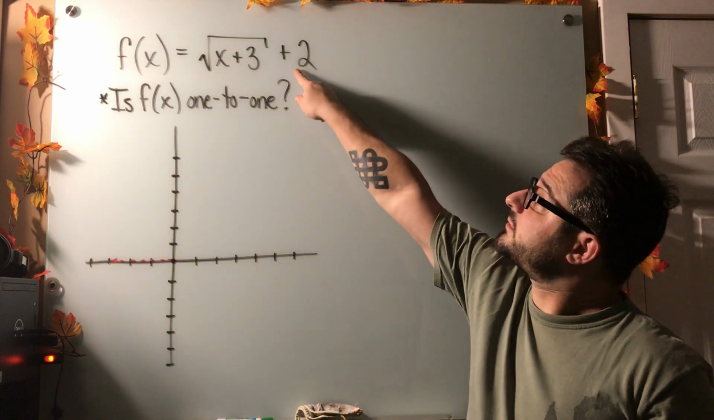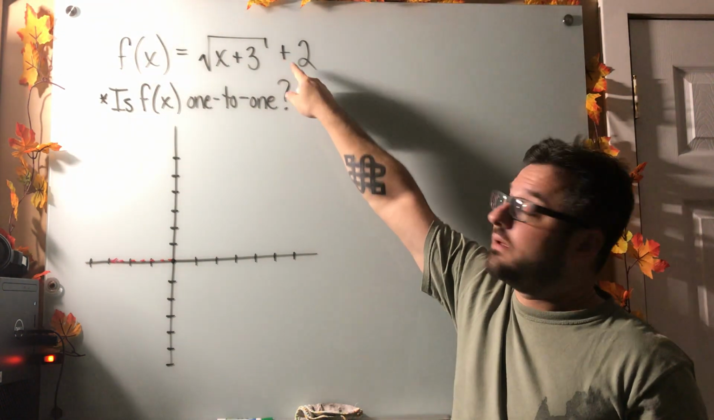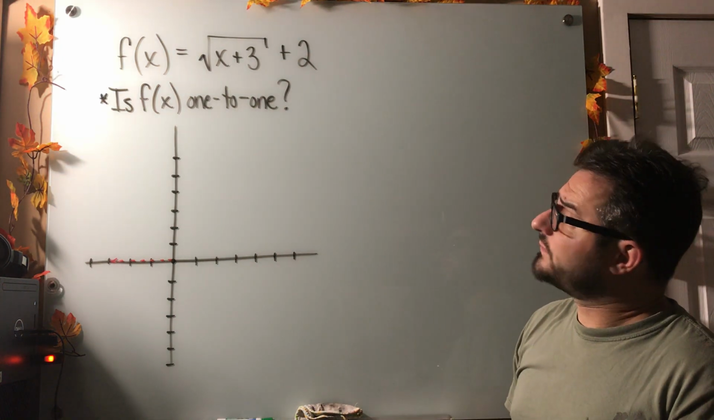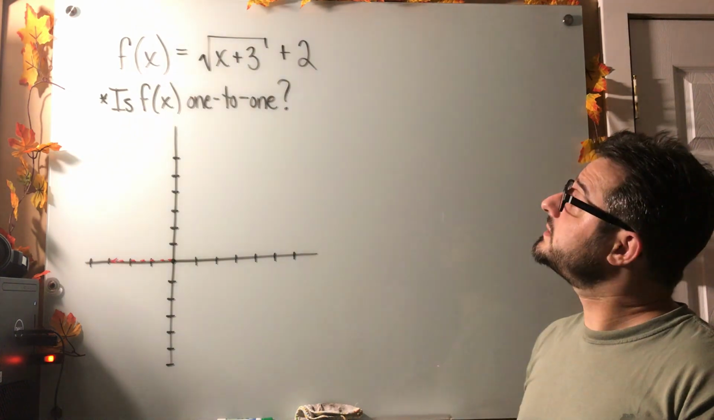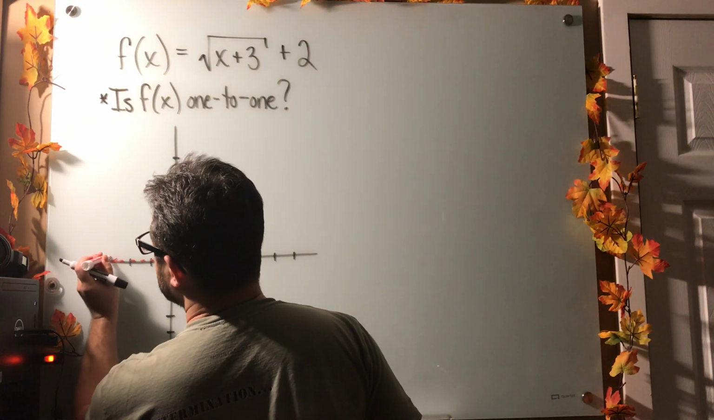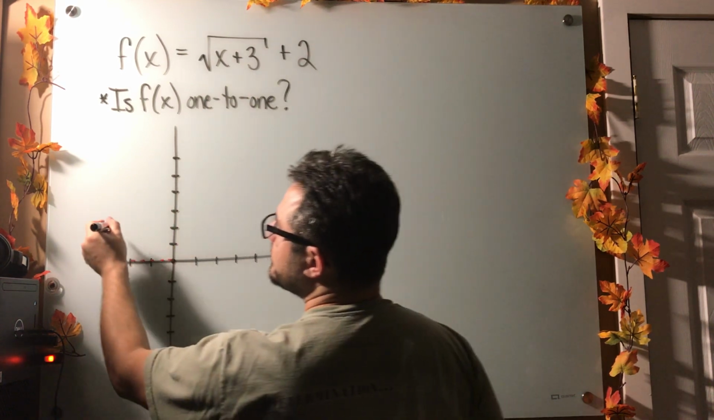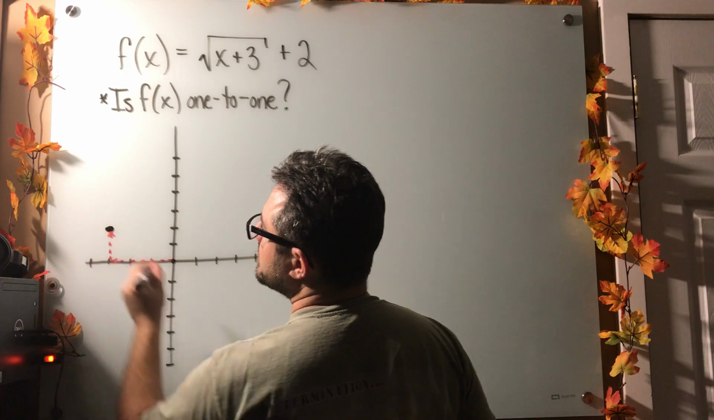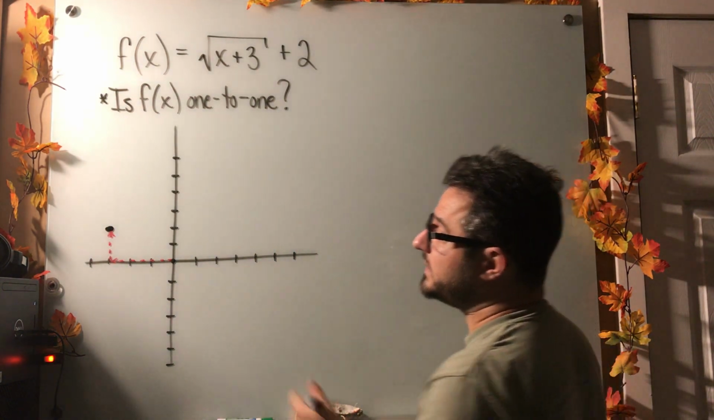This then is a vertical shift. It happens after the square root operation. And vertical shifts, vertical transformations are always more friendly. Whatever it says is what you do. So it says plus 2, we go up 2. And this is where our new endpoint is. Otherwise, the shape of the graph should be the same.